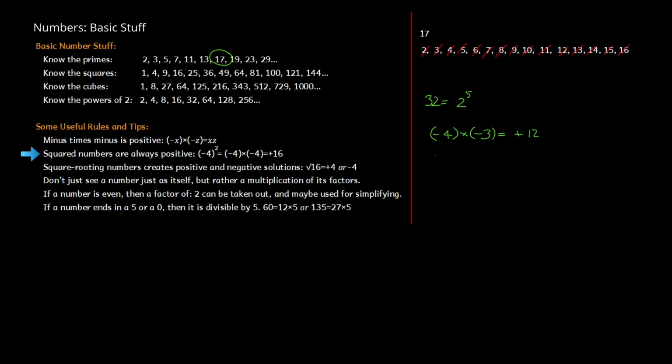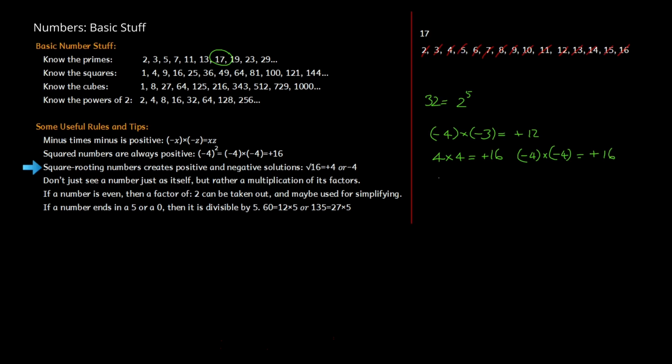Our next rule is that squared numbers are always positive. 4 times 4, positive 16. No question of a negative there. But if we multiply negative 4 by itself, we've got the same thing. Negative times negative equals a positive answer. So this is positive 16, the same answer that we got before.